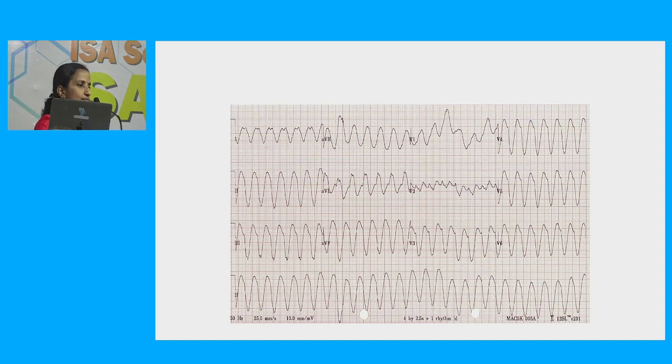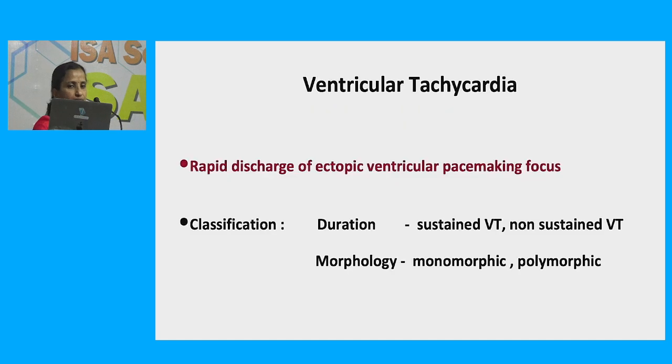ECG findings in a ventricular tachycardia are that the QRS complexes will be wide, regular, and of the same morphology, and P waves will be absent. There are different types of ventricular tachycardia. Depending on the duration, it can be divided into sustained VT and non-sustained VT. In non-sustained VT, the duration will be less than 30 seconds. In sustained, it will be more than 30 seconds.